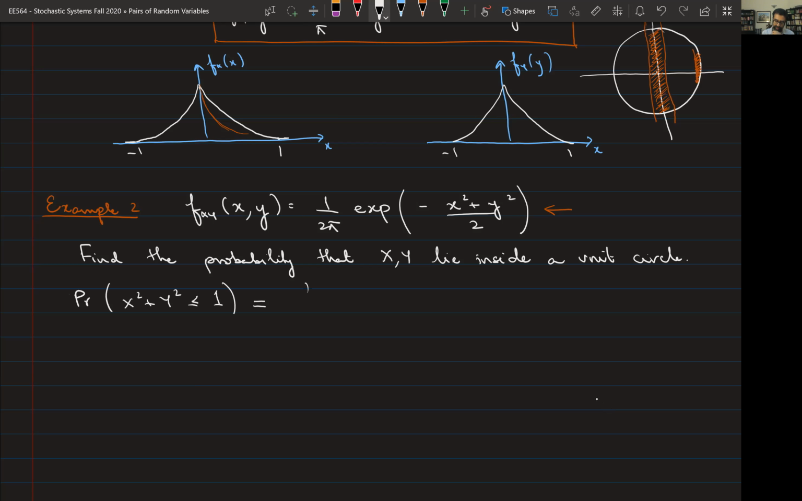So this is integrated over the region where x squared plus y squared is less than or equal to 1. And I integrate what? I integrate this: 1 upon 2 pi, exponential of minus x squared plus y squared upon 2, dx dy. What do we do? How do I go about this integral? Yes, Shoaib.